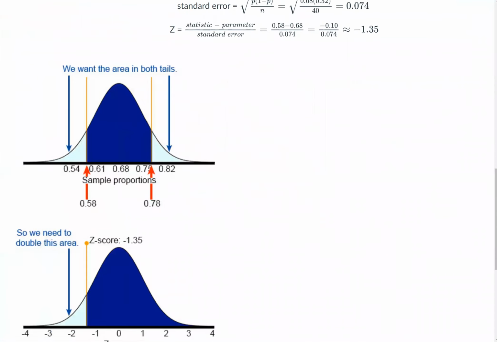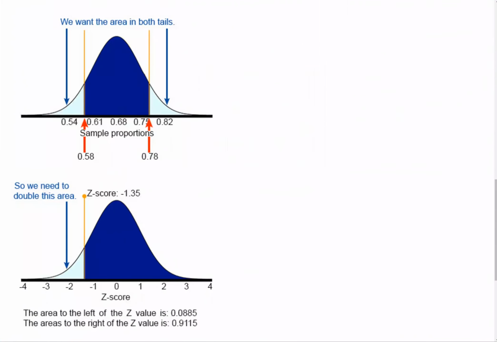Okay, so we want the area in both tails, as it talks about here. So we need to double this area. You could have either found the area on the left and doubled it, or found the area on the right and doubled it. It doesn't really matter, but the z-score is a negative number. So we found a z-score over here. That's the one there. The area to the left of the z-value is something you would look up in a table or on some applet. Don't worry too much about it. You'll be given this in any kind of exam or something like that.